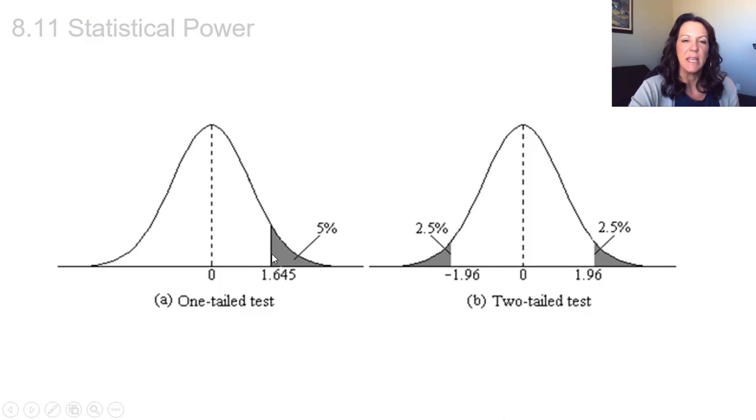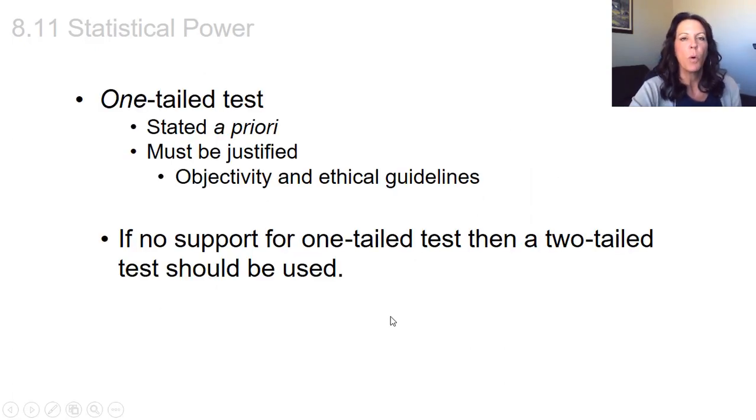So it's easier for me to have my sample mean be extreme in a one-tailed test than a two-tailed test. In a one-tailed test, I only have to exceed 1.65, but in a two-tailed test, I need to exceed either positive 1.96 or negative 1.96. So a one-tailed test, if we're going to do it, we have to state it a priori. So what does that mean? That means that I can't do a two-tailed test, find that I don't have a significant result, but I realize that if I did a one-tailed test, I would find significance. So I can't just rerun it in order to find significance.